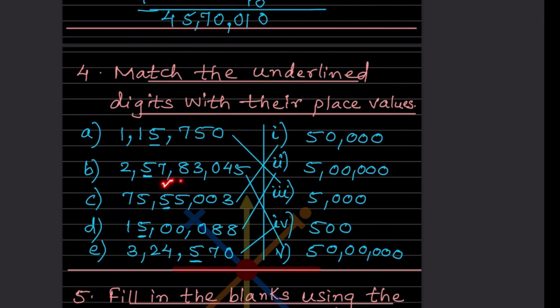How many numbers are there? 1, 2, 3, 4, 5 and 6. So what are you going to do? After 5, you are going to put 6 zeros. Okay, that is also one way of doing it.